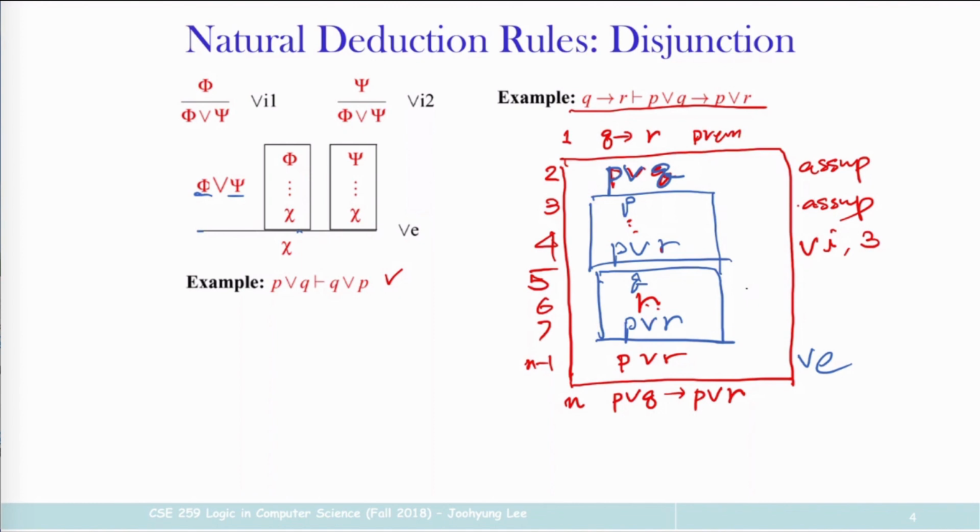Okay, or introduction. So let me write it here. This Q was assumption, and R is obtained from implication elimination from line 5 and 1, and this is our or introduction to line 6. Okay, are we together? So we filled all the gaps in the box.